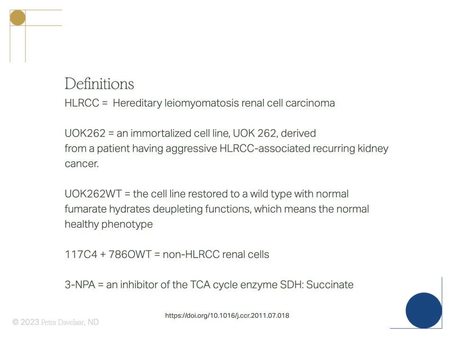117C4 and 7860WT are non-cancerous renal cells, or they're healthy kidney cells. 3-NPA is an inhibitor of the TCA cycle enzyme succinate dehydrogenase.